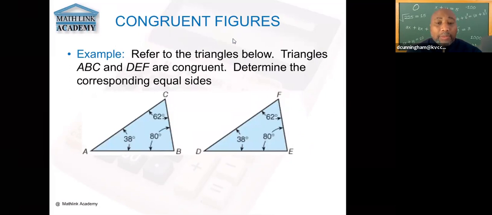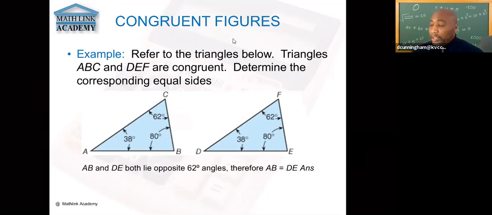Here's an example. We have two triangles, ABC, and then the one on the right is DEF. They're congruent. How do we know that? Let's determine the congruent equal sides. In this case, we look at side AB, notice how we write it, side AB and DE lie opposite of the angle 62 because both triangles have the same three angles, 62, 80, and 38. Therefore, AB is equal to DE.